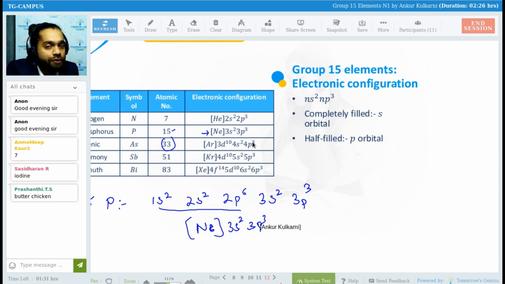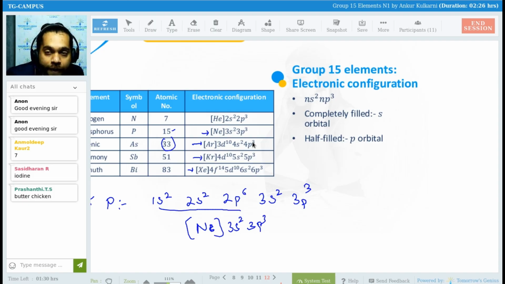Please do not get confused with this symbol. We write down only the noble gas. One student asked me, sir, why do we write only the noble gas? Because noble gases are the only ones where everything is filled, no half filled orbitals, everything is complete. That's why we write the noble gas, and they are stable. Is it clear, everyone? Do not get confused with the alphabets in the electronic configuration.